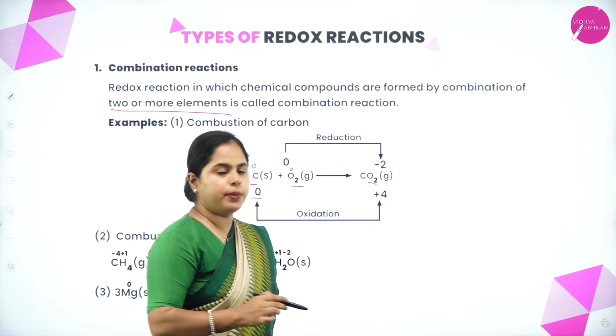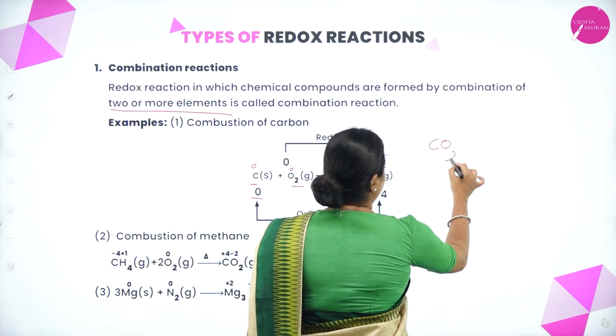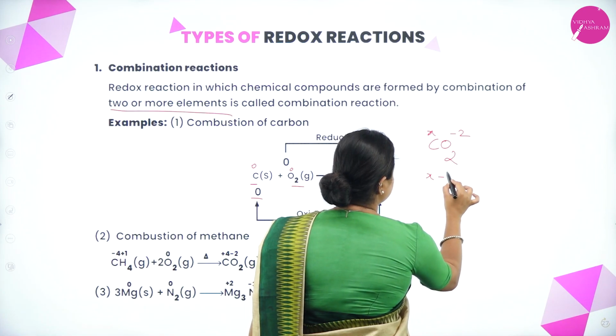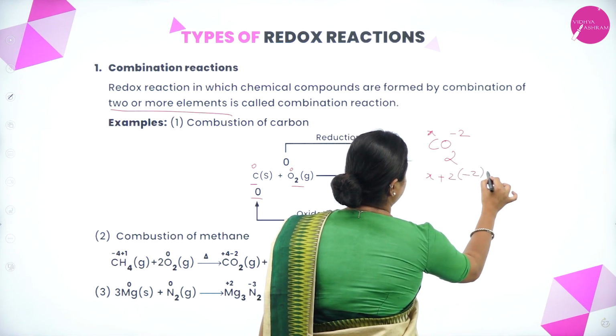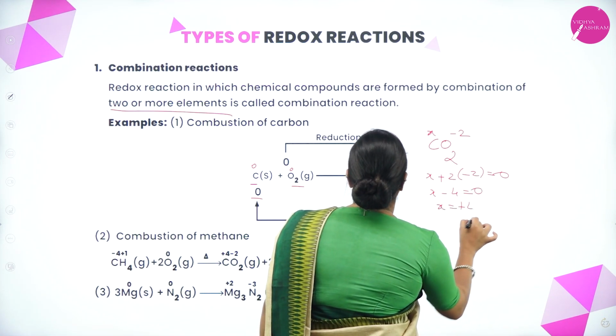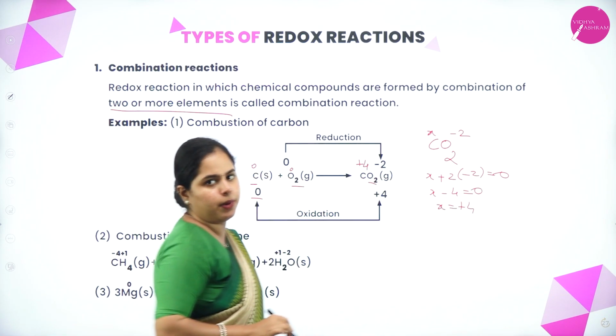Now moving on to carbon dioxide, CO2. For oxygen, it is -2. Carbon, we take it as X. So X plus 2 into -2 will be equal to 0. X minus 4 will be equal to 0. X is equal to plus 4. So the oxidation number is plus 4, right?